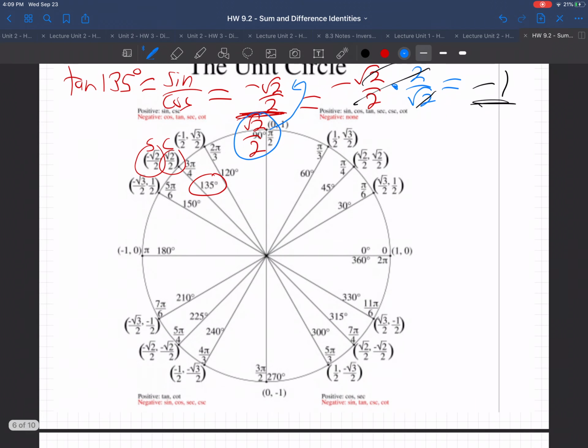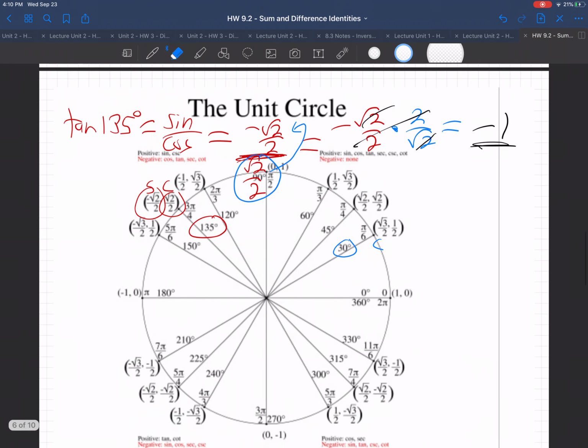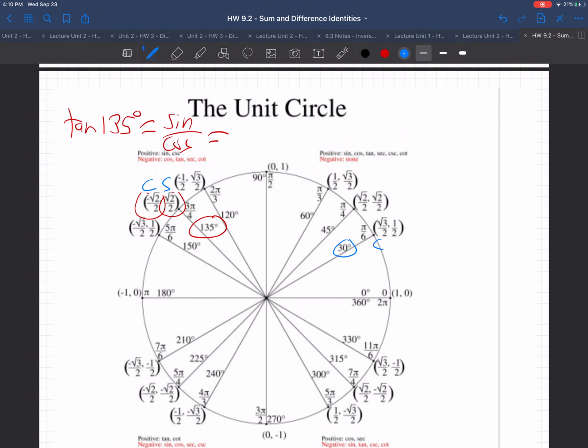So we go to 30. Here's 30 degrees. Cosine first. Oh, wait a minute. Did I reverse that? I did. This should have been cosine, sine, shouldn't it? You know what? I got lucky. It came out the same either way. It's always cosine first, then sine. So the sine should have been root 2 over 2, and the cosine should have been negative root 2 over 2. It's cosine first, right?